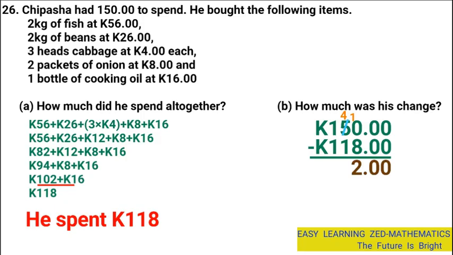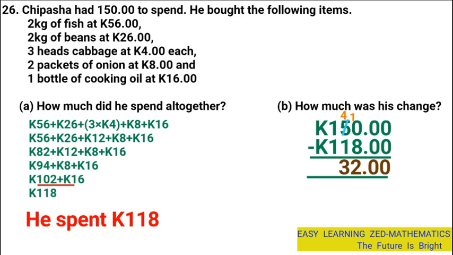So 1 minus 1 is 0. Now, since you're in grade 9, you don't have to write 0 in front. Whether we write 0.032, it's just the same as 32. So the change was 32 kwacha. So we can even write his change was 32 kwacha. Okay, so these were the answers which examiners expected.